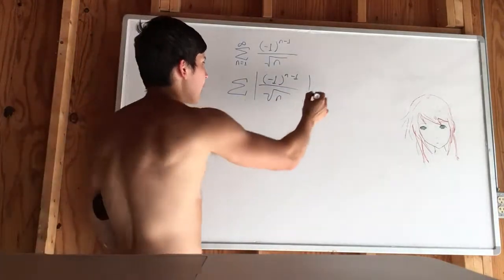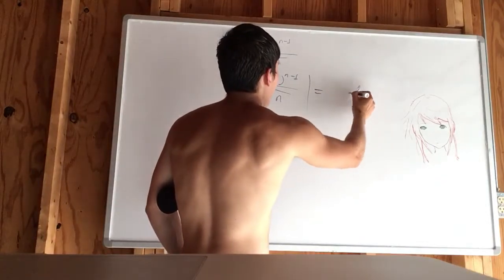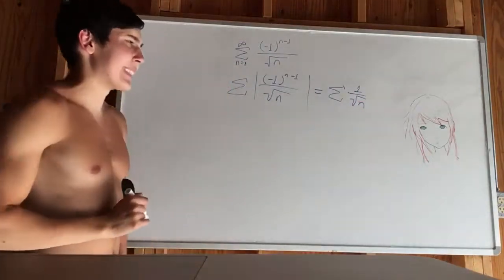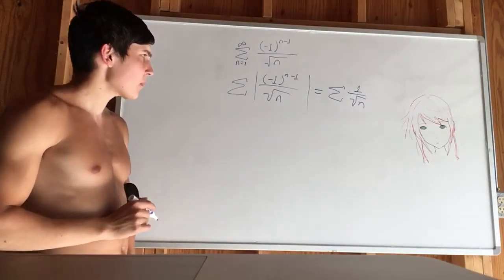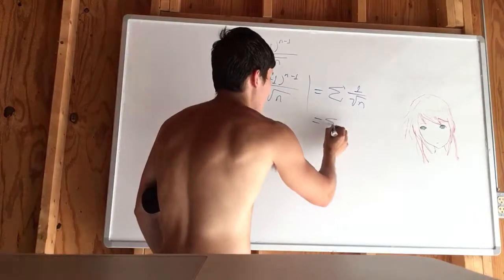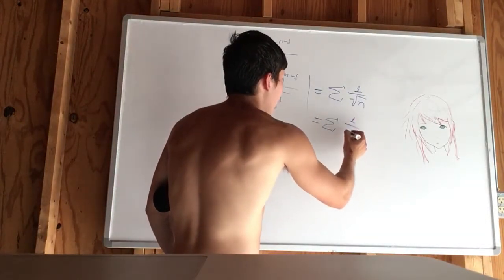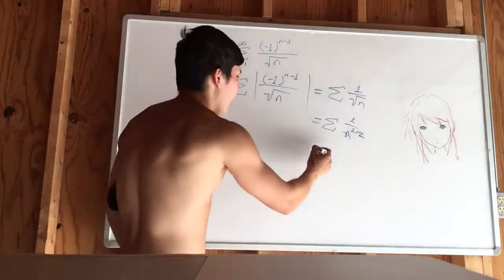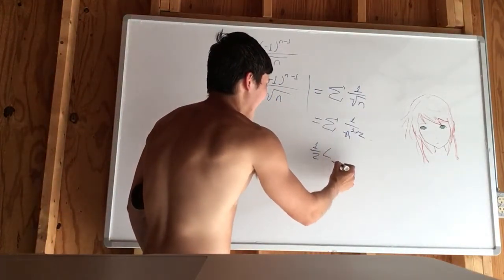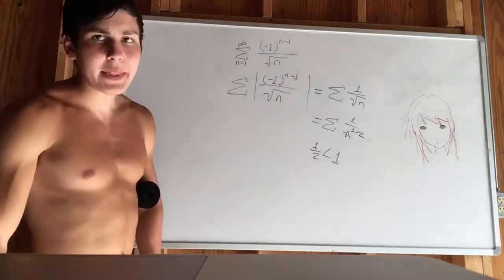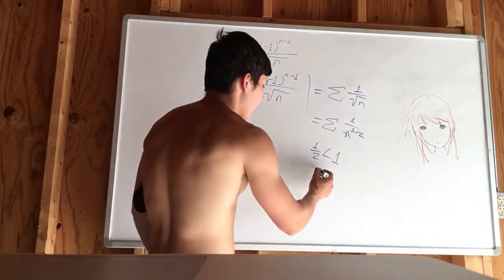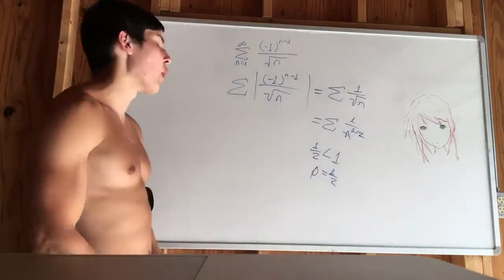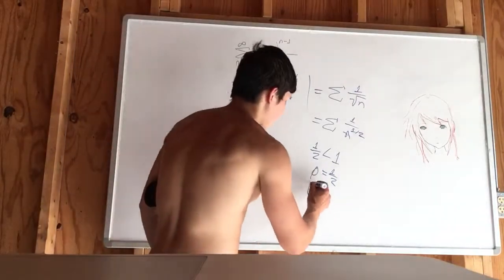So this is obviously going to give us 1 over the square root of n as the sequence in the series. And this is the same as 1 over n to the power of 1/2. And 1/2 is less than 1. So by the p-series test, since p equals 1/2 and 1/2 is less than 1, this diverges.